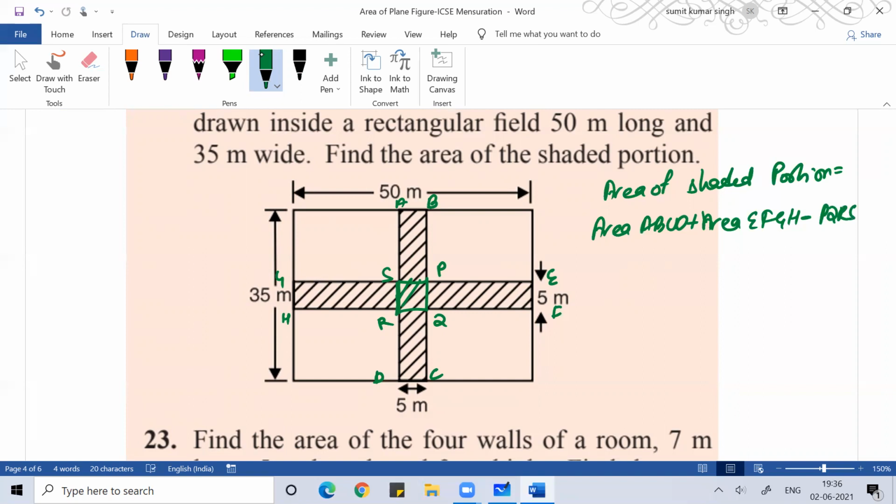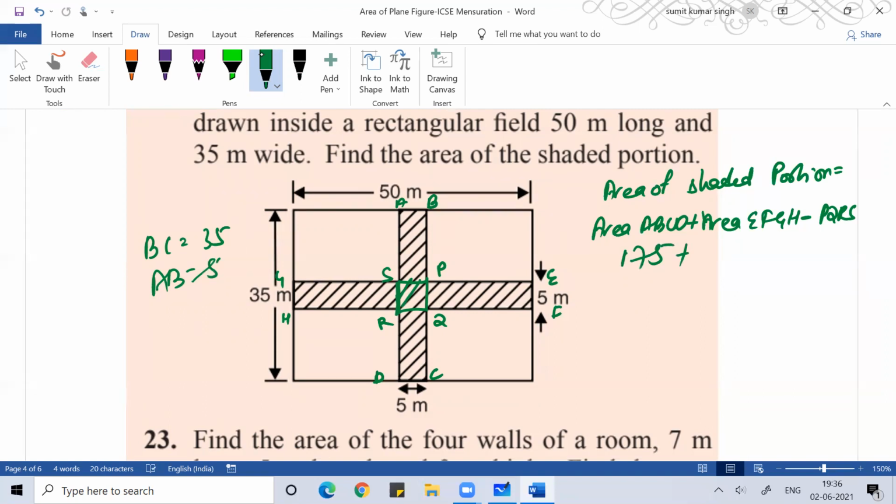I hope you understand. So here BC is 35 and AB is given to you as 5. So what will the ABCD area be? 175. Yes, sir. What will EFGH be?